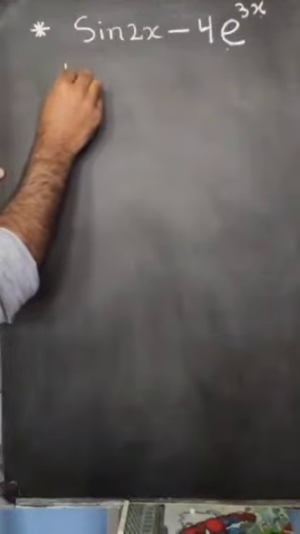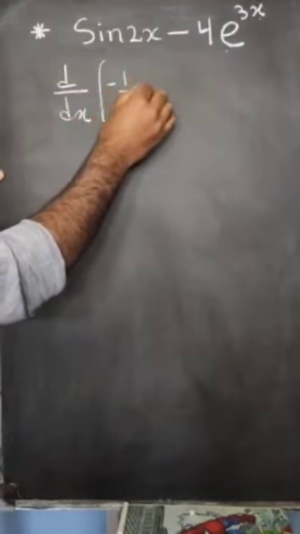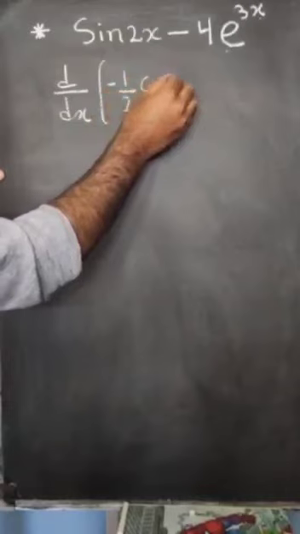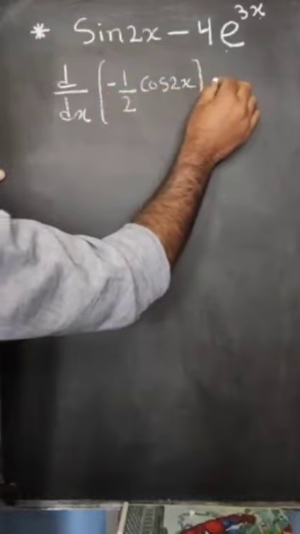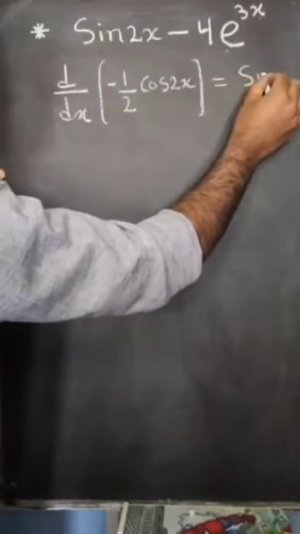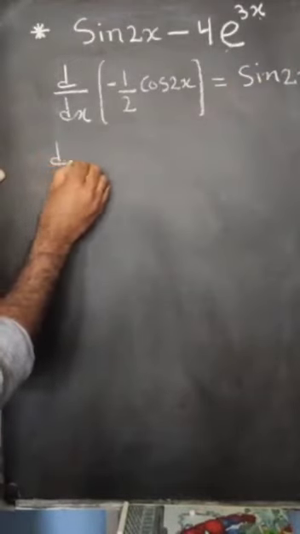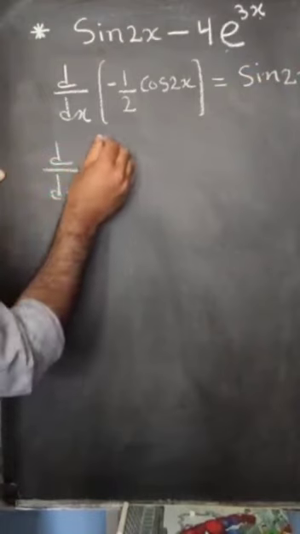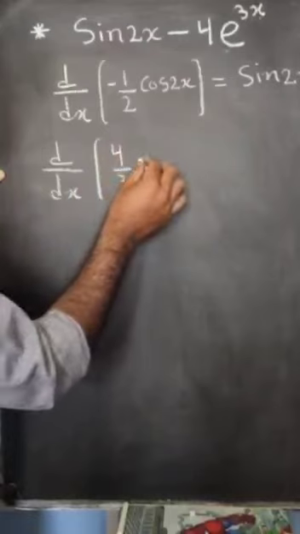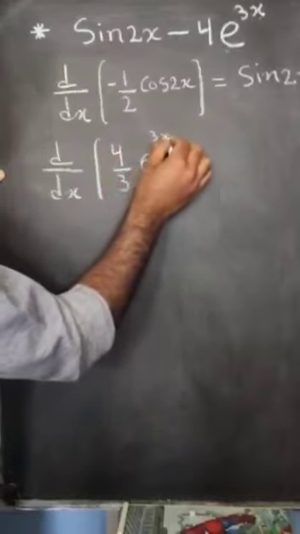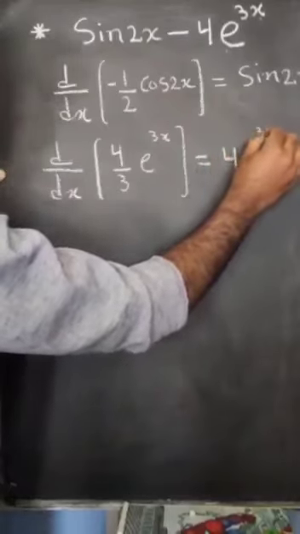Now we get d by dx of minus 1 by 2 times cos of 2x is equal to sine of 2x, and d by dx of 4 by 3 times e raised power 3x is equal to 4 times e raised power 3x.